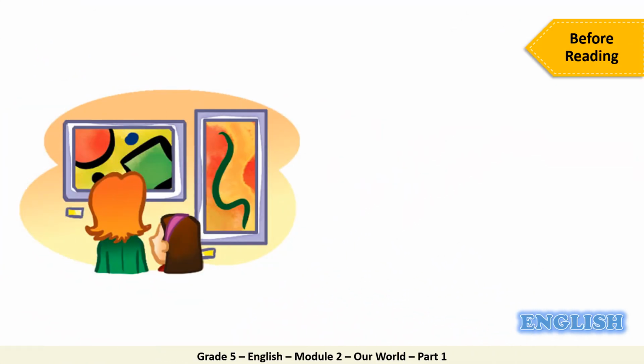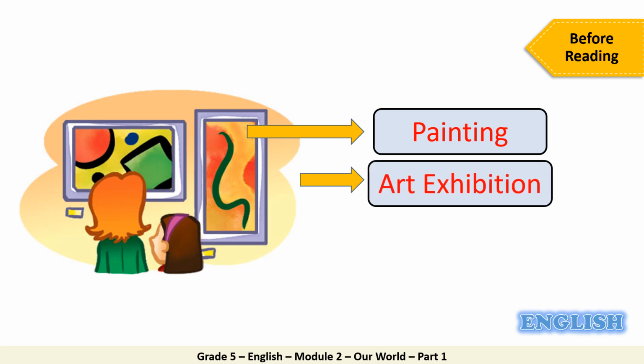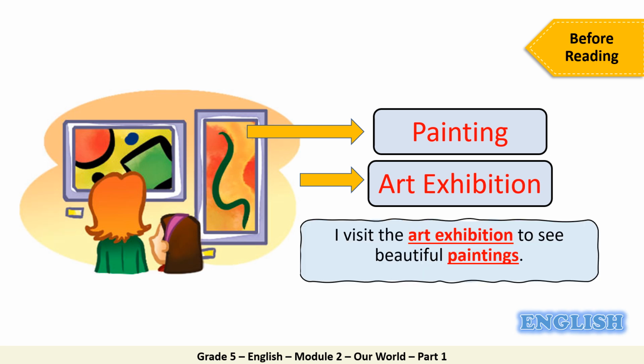Where are these two girls? Yes, maybe they are in a museum. Okay, what are they looking at? Is it a picture? No, it's a painting. Okay, and where can you see paintings? Well, it's a place where you can see many paintings. It is an art exhibition. For example, I visit the art exhibition to see beautiful paintings.